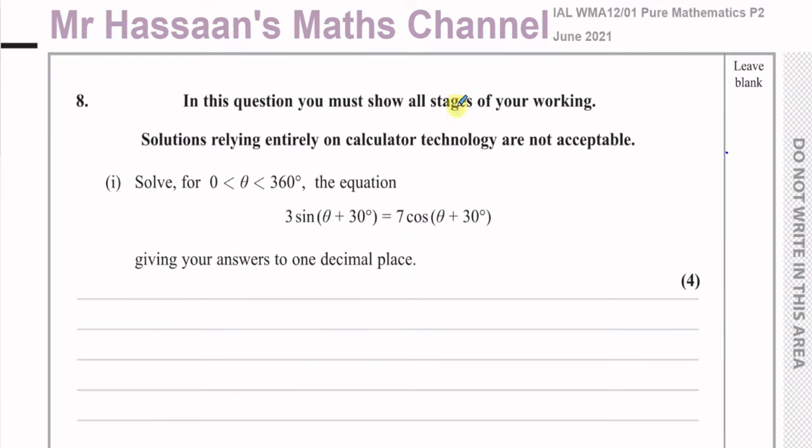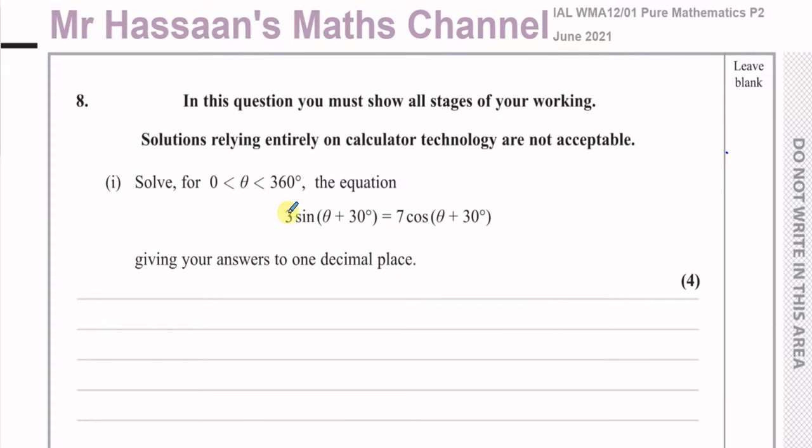In this question, you must show all stages of your working. Solutions relying entirely on calculator technology are not acceptable. Okay, so it's solve for theta between 0 and 360 degrees the equation 3 sine (theta plus 30 degrees) equals 7 cosine (theta plus 30 degrees), giving your answers to one decimal place. All right, so now we have to solve this equation.